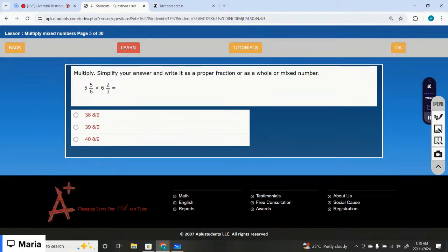Multiply 5 whole 5 by 6 times 6 whole 2 by 3. That is 5 whole 5 by 6. You guys are just guessing the answer. Please use your notebook and pencil and do the calculations and then write down the correct option over here. This is not about guesses. This is all about the practice. You can complete the lesson by yourself later today. Let me just move on to the next lesson.